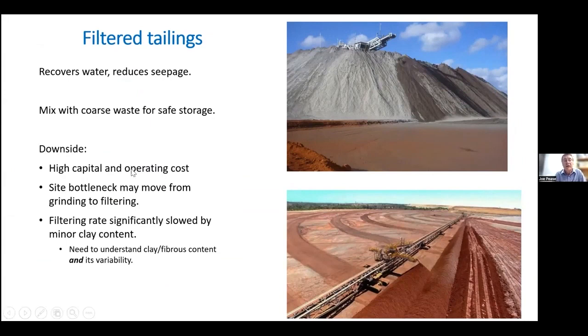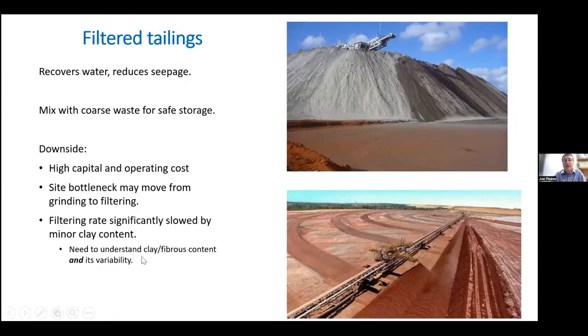There is some downside. It is higher capital and operating cost. Filtering tailings is actually quite difficult and expensive. And the site bottleneck may move, what has traditionally been grinding, the site bottleneck may move to the filtering. It may determine the throughput of the plant. And a very minor clay content can seriously slow down the filtering rate.